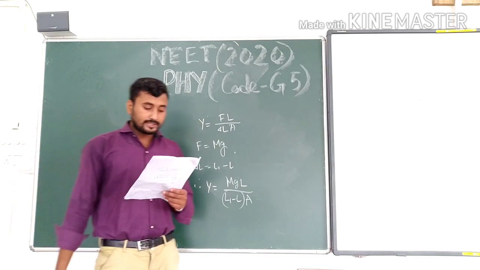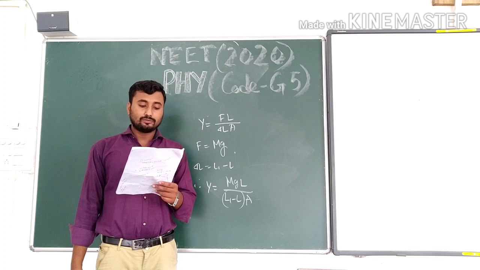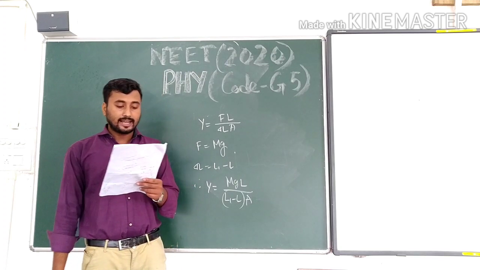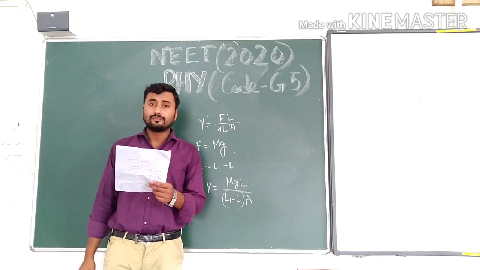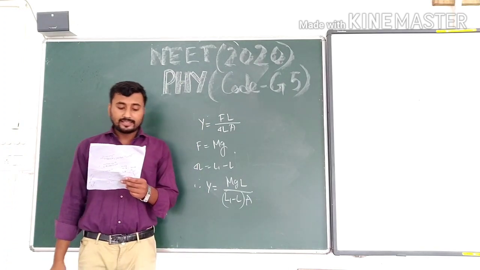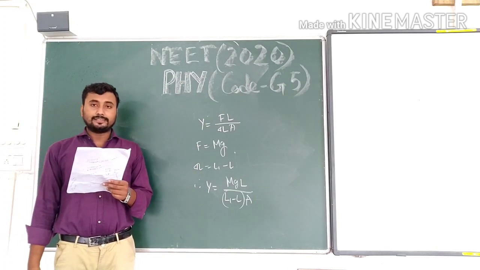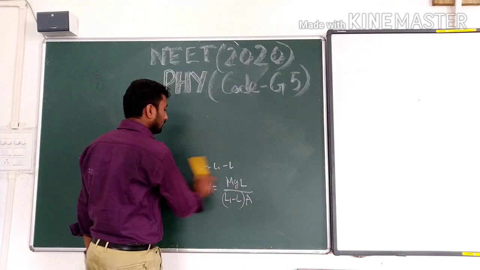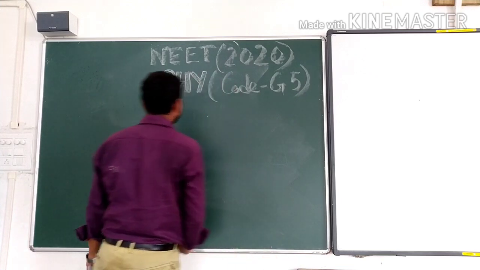Next question number 138. A long solenoid of 50 cm length having 100 turns carries a current of 2.5 ampere. The magnetic field at the center of the solenoid is? So what is the expression for magnetic field inside the solenoid?